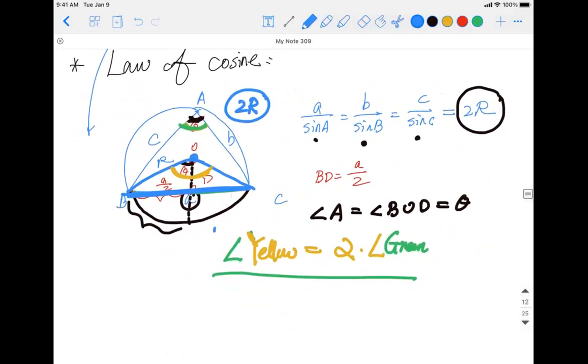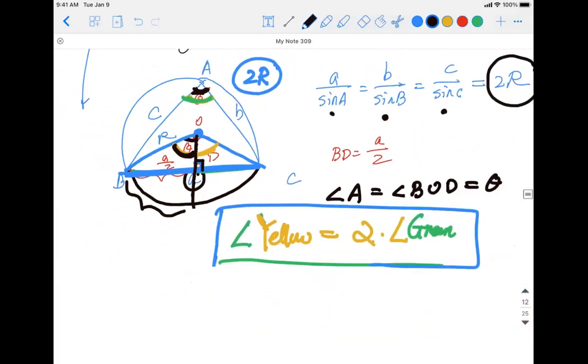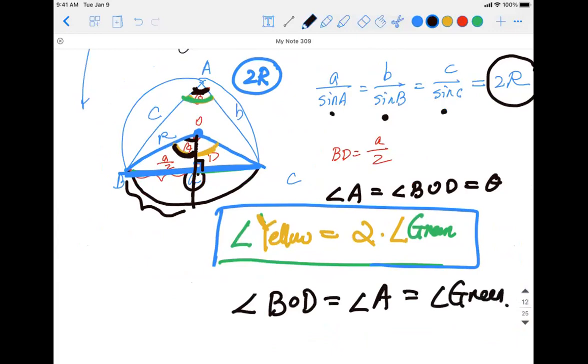First things first, you will understand the yellow angle is twice the green angle. Is it understandable? Okay, if you understand this, whenever you make this perpendicular line, this part is going to be half of your yellow angle. So of course your angle BOD is going to be the same as angle A, the same as angle green. Quite understandable, right? If you do not understand, let me know. I'll be able to help you out.